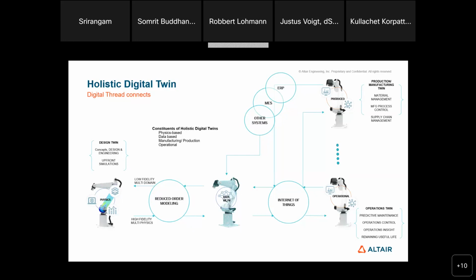So the constituents of the holistic digital twin will be physics-based, data-based, manufacturing, production, as well as operational, and it would contain data which is enterprise-wide, as well as very specific to a particular product that is operating. That's what we call the holistic digital twin. So I leave this thought here. I can have a lot of discussion around it, but I just want to keep it crisp and sharp. If you have any questions, I'll be more than happy to take them.